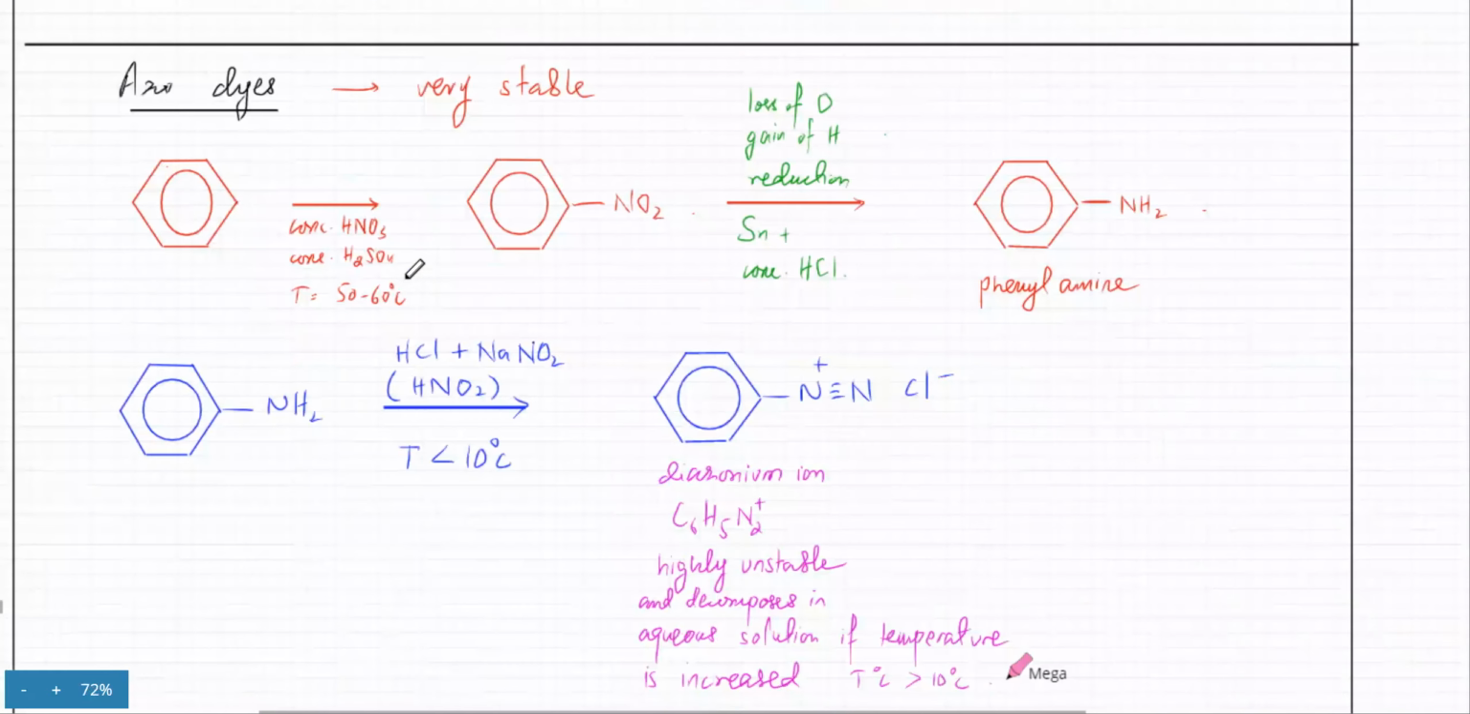We're trying to make an azo dye. We've done nitration of benzene. We have reduced it. There's a reduction happening, and phenylamine is formed. That phenylamine is then further reacted with HCl and NaNO2. And the temperature is kept below 10 degrees centigrade to produce this diazonium ion.